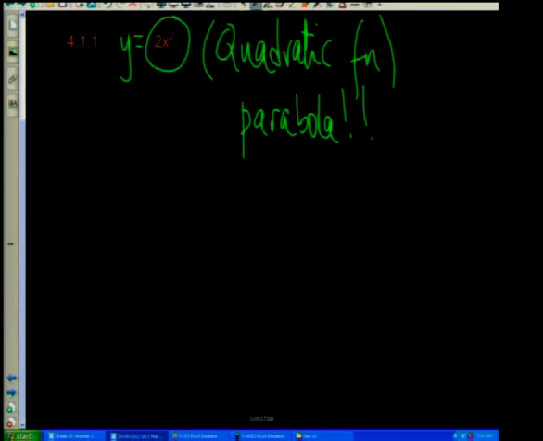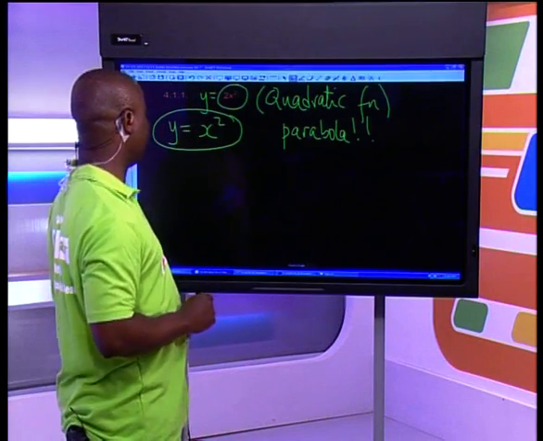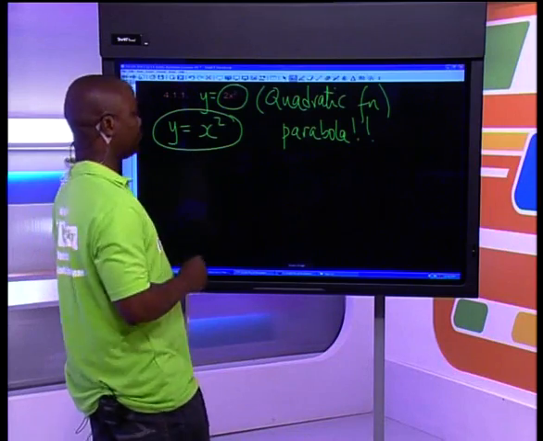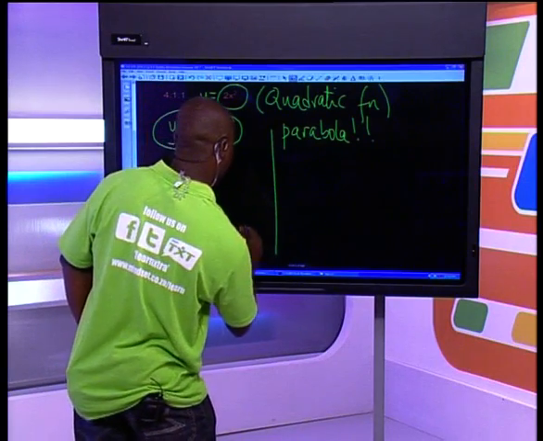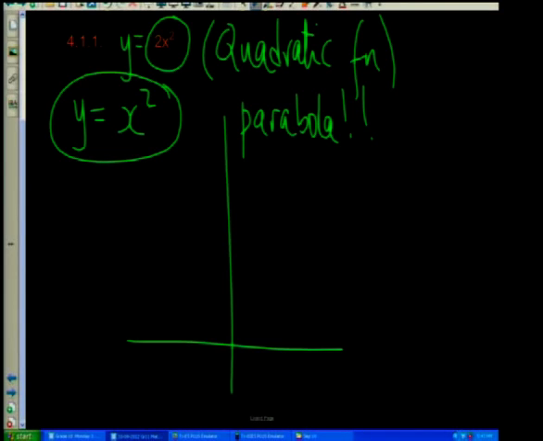Notice that this graph, if it was a parent graph, it would have been y equals x squared. You have a coefficient on the x squared term, and that is a coefficient of 2. It's simply scaling this up by a scale factor of 2. So if you look at a parent graph of a parabola, it would have been something like that. You can see the features of a parabola there: symmetry, a turning point, and the y-intercept, all that.